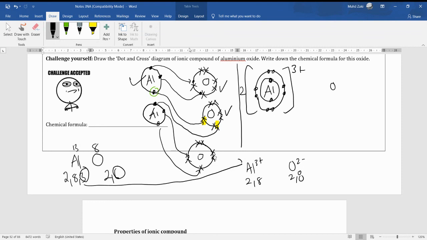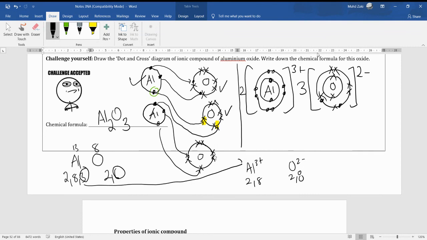For oxygen, it is 2, 6 originally, but each oxygen atom receives 2 electrons from aluminium and becomes an oxide ion, and there are 3 of them. So to write down the formula, it will be Al2O3.